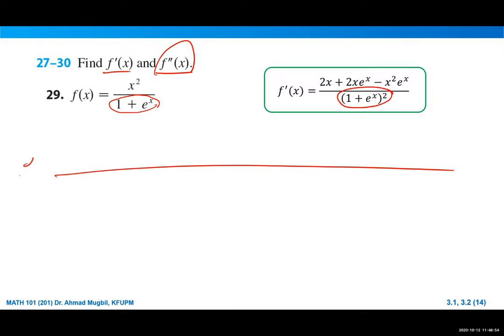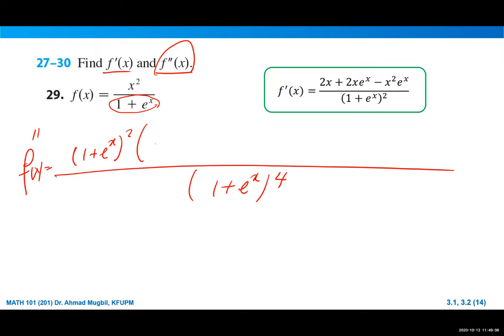Let me just find the second derivative roughly. So here it will be 1 over e to the power x, all to the power what? All to the power 4, because you will square the denominator. Now here you will have the denominator multiplied by the derivative of the numerator. Now the derivative of the numerator is what? 2 plus, now you have a product of two functions. Don't forget to apply it.